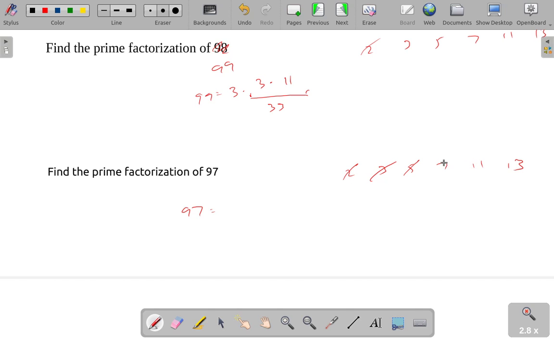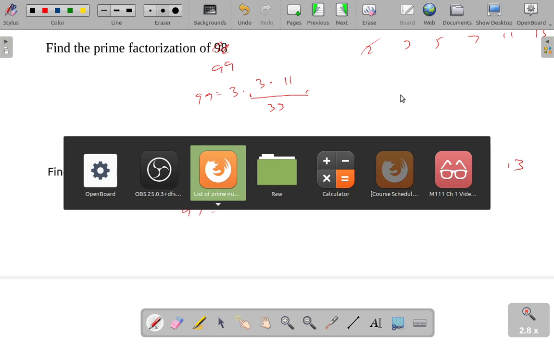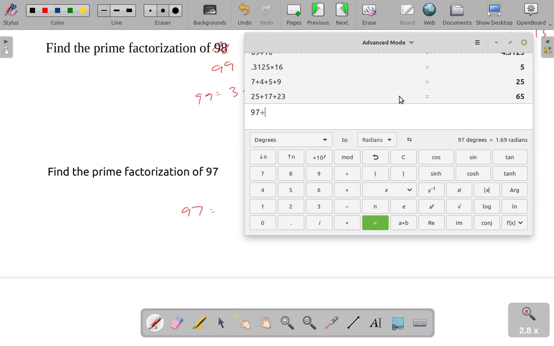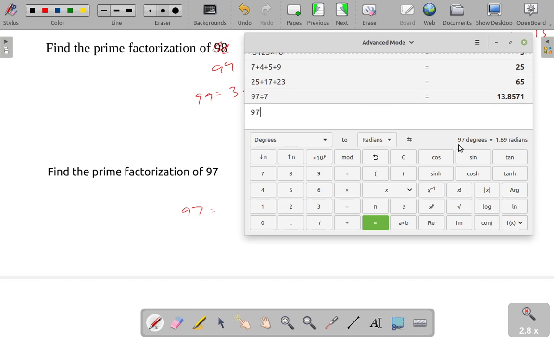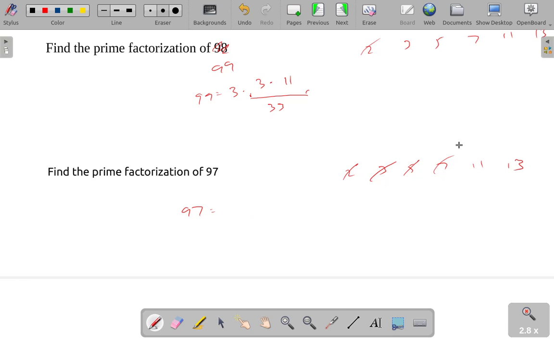7, well, I don't know about 7, so let's just ask the calculator. Let's go over here and take 97 divided by 7. Nope, 7 is not a factor. Okay, 11. 97 divided by 11. Nope. How about 97 divided by 13? Nope. So actually, I've exhausted my list here.